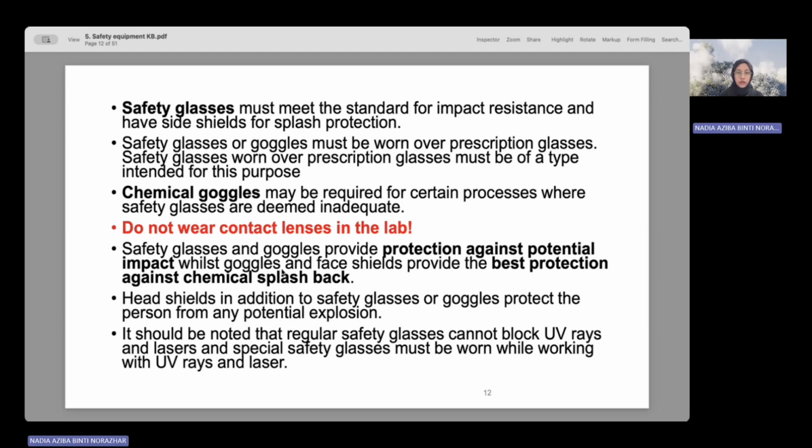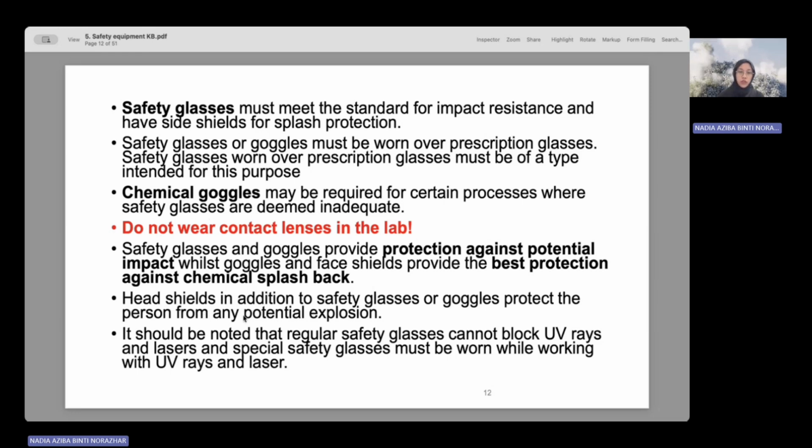Safety glasses and goggles provide protection against potential impact, whilst goggles and face shields provide the best protection against chemical splashback. There's also head shields. In addition to safety glasses or goggles, it can protect the person from any potential explosion.